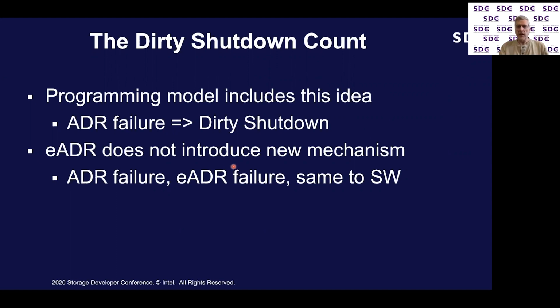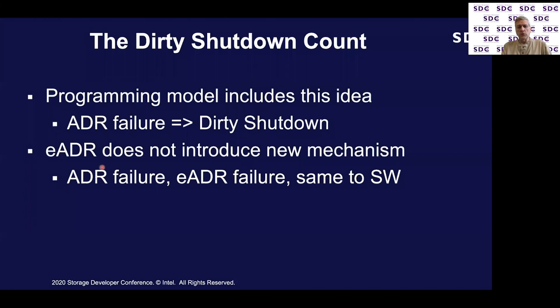And if that doesn't happen, if something fails, like a hardware problem or something, you don't want silent data corruption. When the system comes back up, you want to notify the application that there's something that went wrong and that your data is in an unknown state. We call that a dirty shutdown, and we expose that to applications in our programming model through something called a dirty shutdown count.